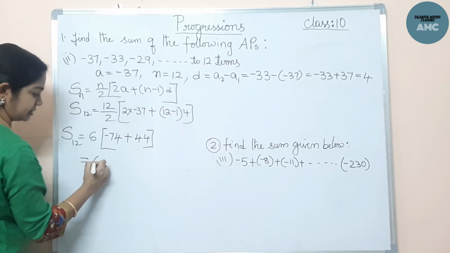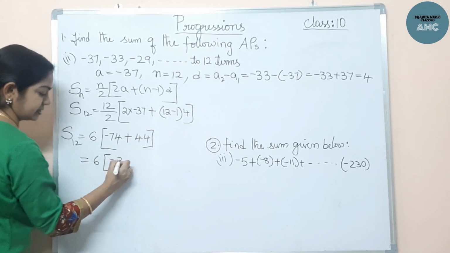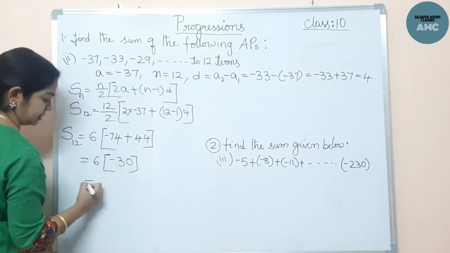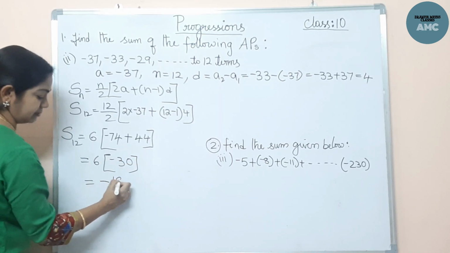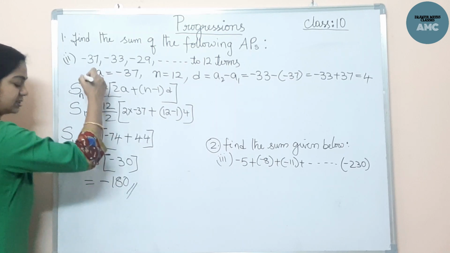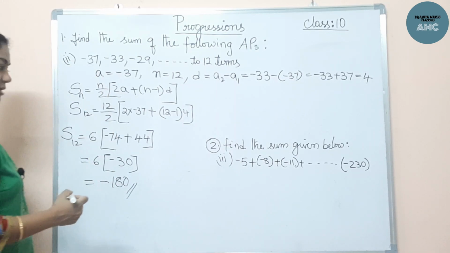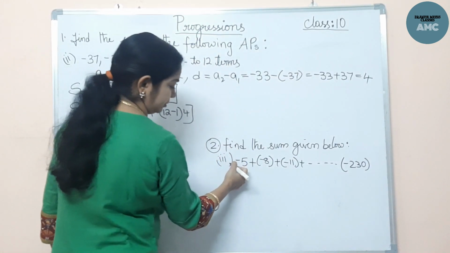Right. Now 6 here, this comes to minus 30. So this bracket is multiplication, minus 180. So the sum of 12 terms is minus 180. Now let's see the second problem.